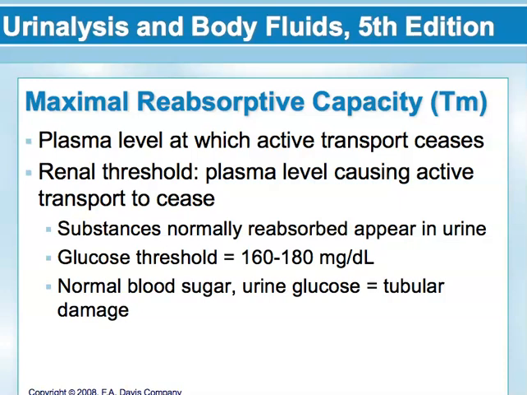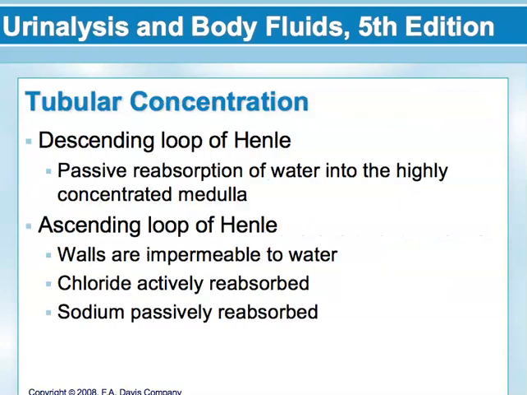The plasma concentration at which active transport stops is referred to as the renal threshold. So for glucose, that renal threshold is 160 to 180 milligrams per deciliter. So when you're seeing blood glucose levels that are within normal limits, but you're seeing glucose in the urine, this indicates some type of renal tubular damage.